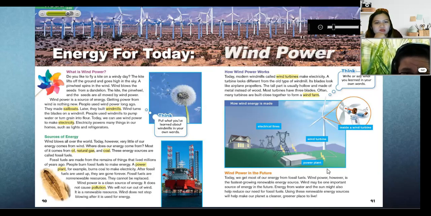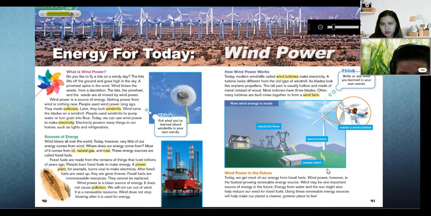Wind power in the future. Today, we get most of our energy from fossil fuels. Wind power, however, is the fastest growing renewable energy source. Wind may be one important source of energy in the future. Energy from water and the sun might also help reduce our need for fossil fuels. Using these renewable energy sources will help make our planet a cleaner, greener place to live.